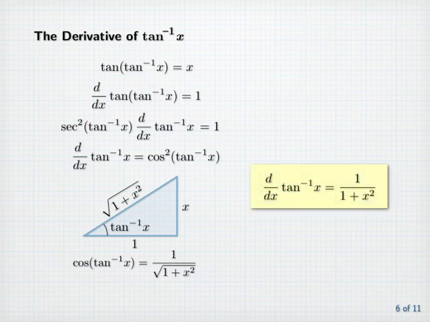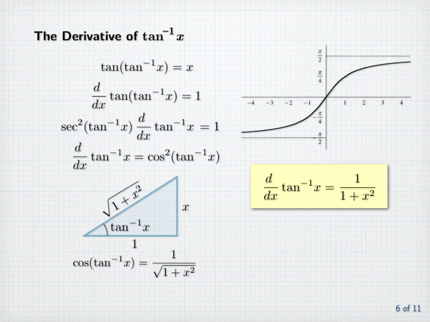Now let's think about this in terms of the graph of inverse tangent x. Here's the graph of its derivative, 1 over 1 plus x squared. Notice that the derivative is always positive, corresponding to the fact that inverse tangent of x is always increasing. The derivative approaches 0 as x approaches plus or minus infinity, corresponding to the fact that the inverse tangent graph approaches horizontal asymptotes as x goes to plus or minus infinity. And the derivative has a maximum value at x equals 0, where the graph of inverse tangent has an inflection point.